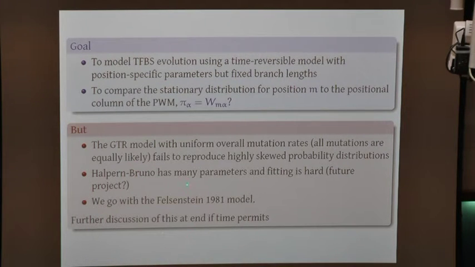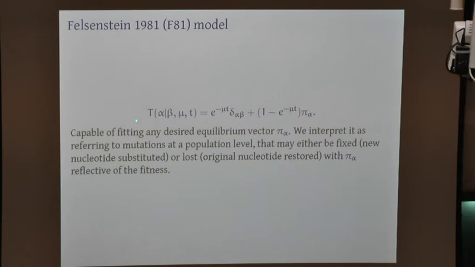Halpern-Bruno and some more sophisticated models, I might still explore at some future time. But right now, we're going with the Felsenstein model of 1981, which is a much simpler model. It basically says a divergence matrix given a mutation rate and a time t: either it has not mutated, in which case the probability of it not mutating is e to the minus mu t times delta alpha beta, or if it has mutated, it simply assumes that it has fixated to the equilibrium vector.